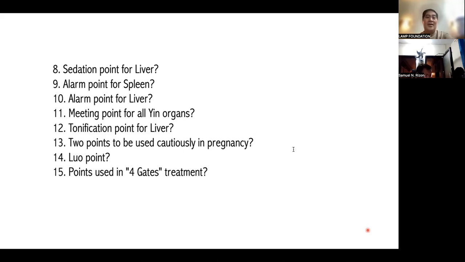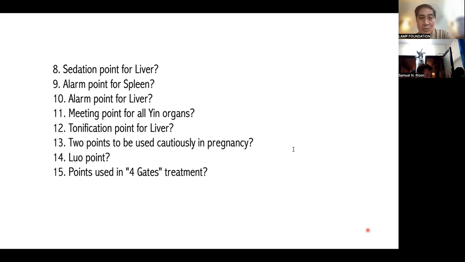Okay, number 10, alarm point for the liver. Liver 14. Very good. Meeting point for all yin organs. I think you answered this already. Yes. Number 12, tonification point for liver is liver 8. It is the water point. Okay, very good.